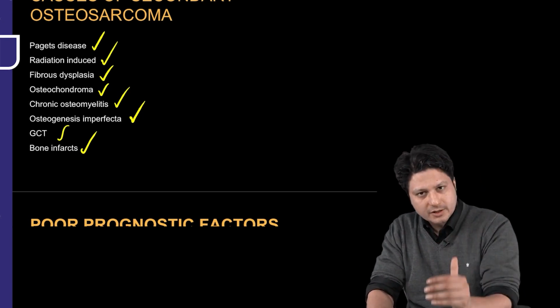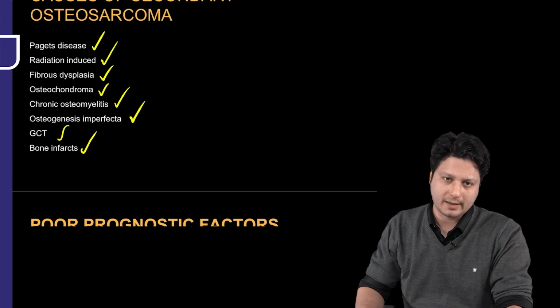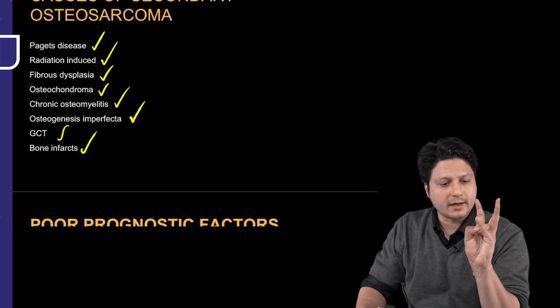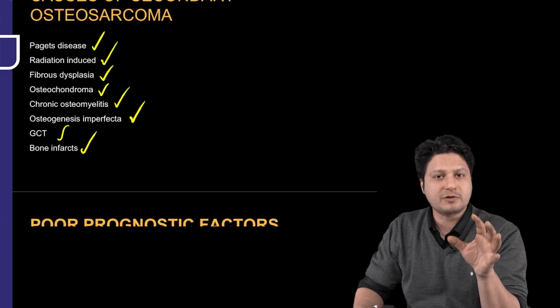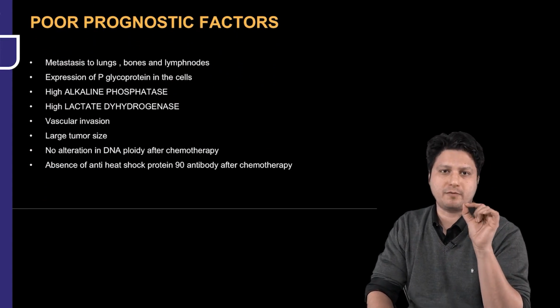So these are the primary conditions of the bones, which can result in secondary osteosarcomatous lesion. As far as your questions are concerned, Paget disease, chronic radiation exposure, GCT is something which they have already asked about. Next, what are the poor prognostic factors?